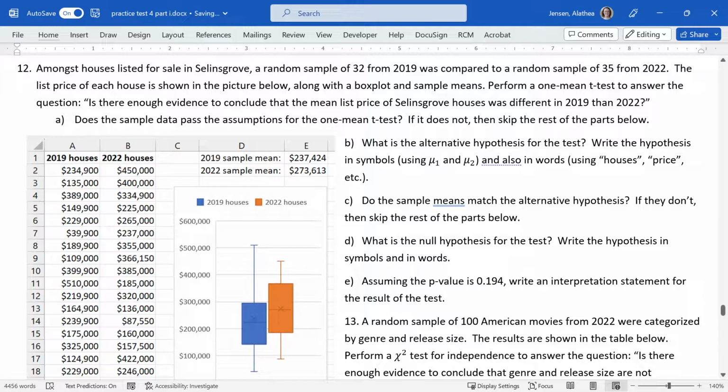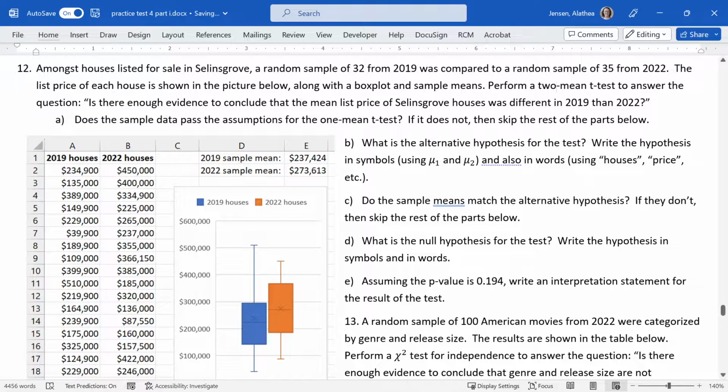Amongst houses listed for sale in Selinsgrove, a random sample of 32 from 2019 was compared to a random sample of 35 from 2022. The list price of each house is shown in the picture below, along with a box plot and sample means. Perform a, this is another typo, two-mean t-test to answer the question, is there enough evidence to conclude that the mean list price of Selinsgrove houses was different in 2019 than 2022?